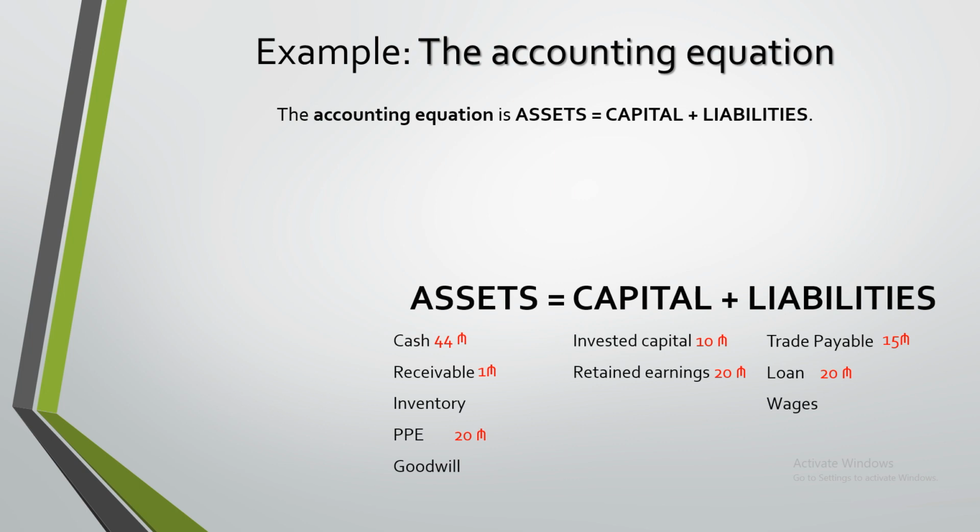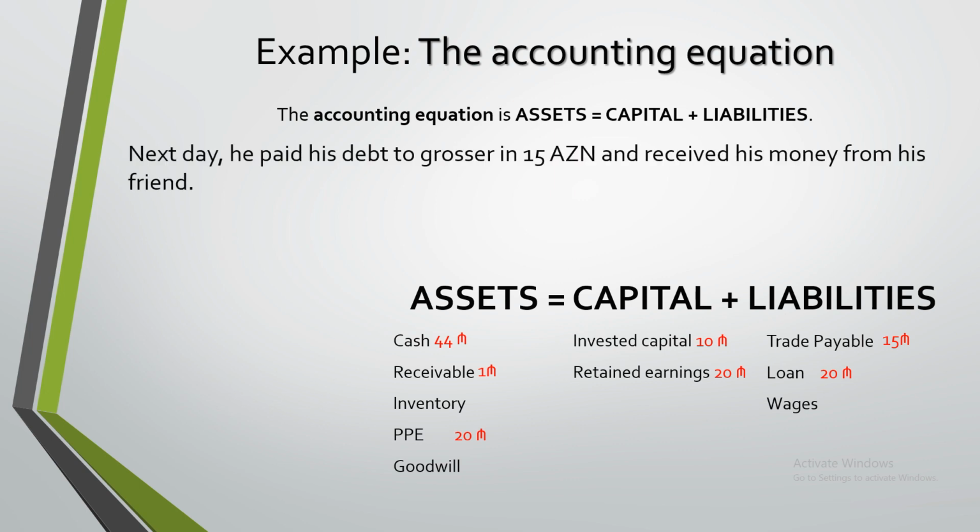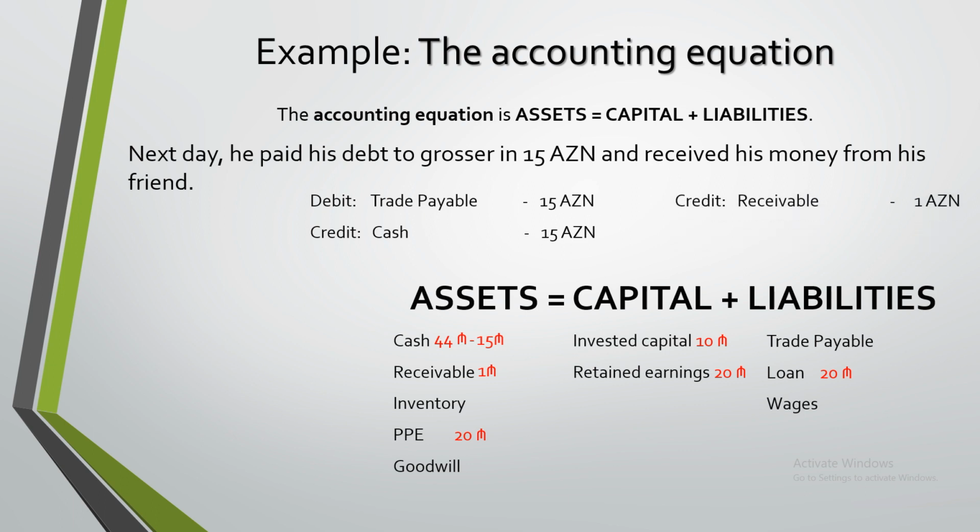On the next and last day, he paid his debt to the grocer, 15 ASEAN, and received his money from his friend. The transaction will be: trade payable, debit 15 ASEAN, credit cash 15 ASEAN. Another transaction will be: credit receivable 1 ASEAN, debit cash 1 ASEAN. After the change in the accounting equation, it will be 50 equals 50.